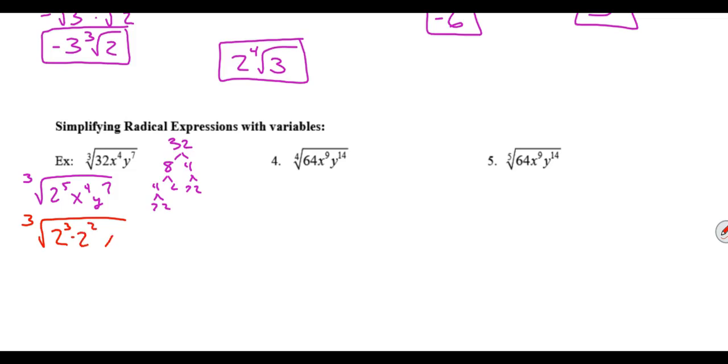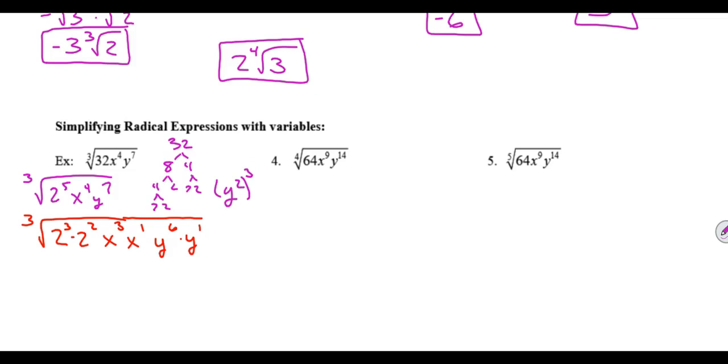X to the 4th gets broken into x to the 3rd times x to the 1st. And y to the 7th, I'm going to break into y to the 6th times y to the 1st. Now you may be asking me, well, why didn't you do y to the 3rd? Well, because I have y to the 6th is 2 y to the 3rds. You could think of it as y squared to the 3rd power, right? And then that way that'll cancel out. I'm left with a y squared.